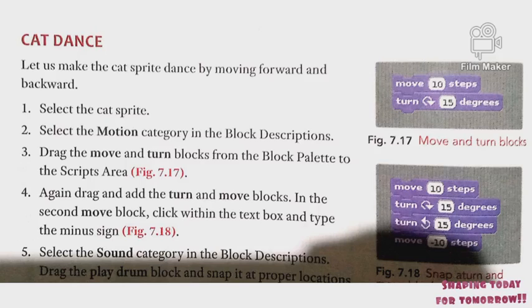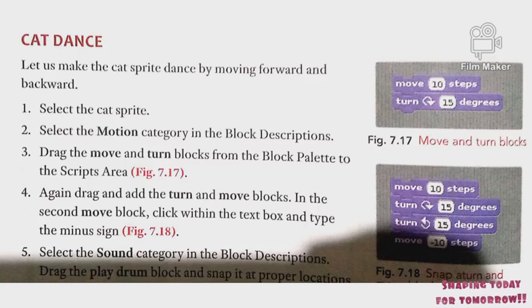Okay, after selecting the cat sprite, drag the move and turn block from the block palette to the script area. Then you have to drag these two blocks, the move block and the turn block. And you have to drag them from the block palette to the script area. As you can see in figure 7.17, this is how the move block looks, move 10 steps. This is how the turn block looks. Okay, turn 15 degrees.